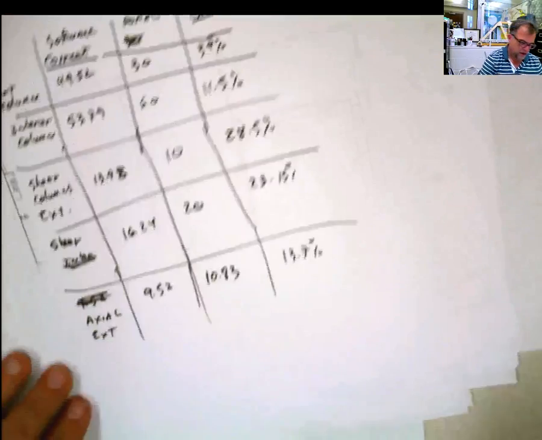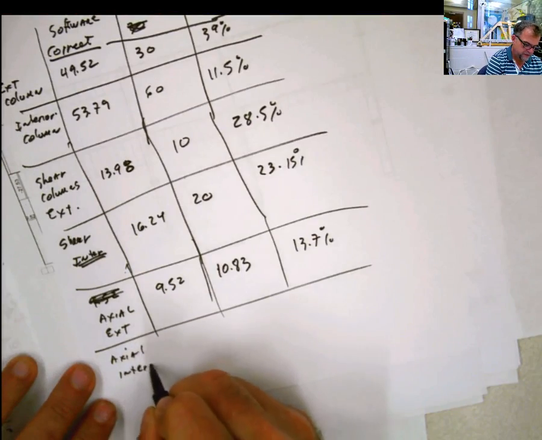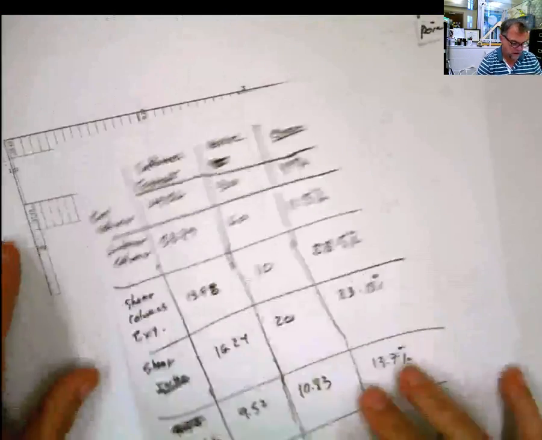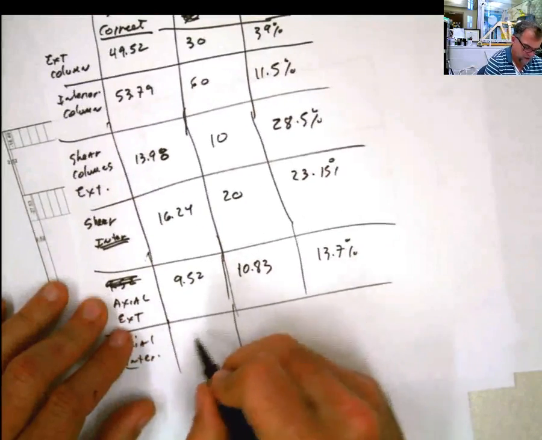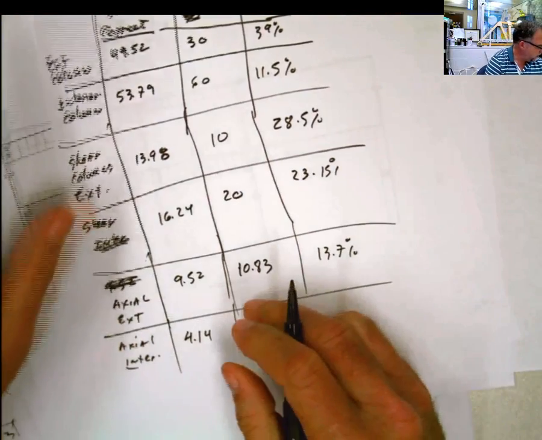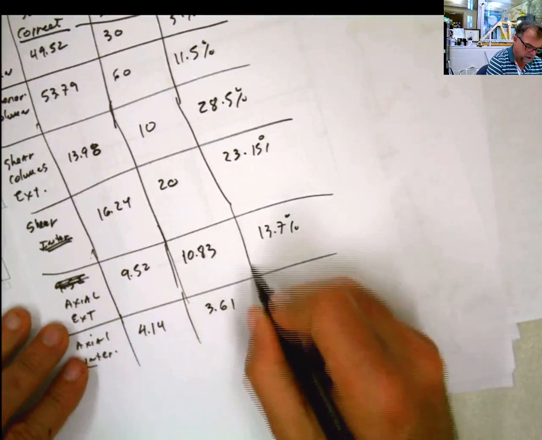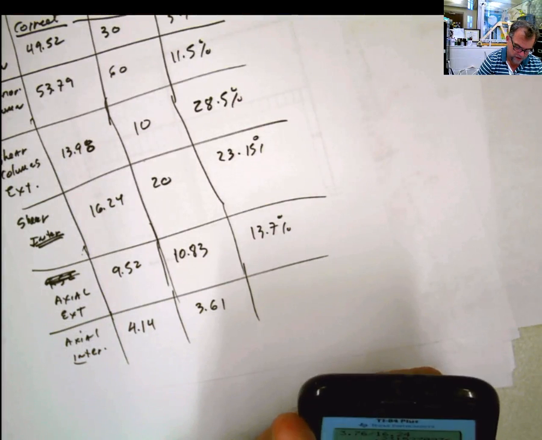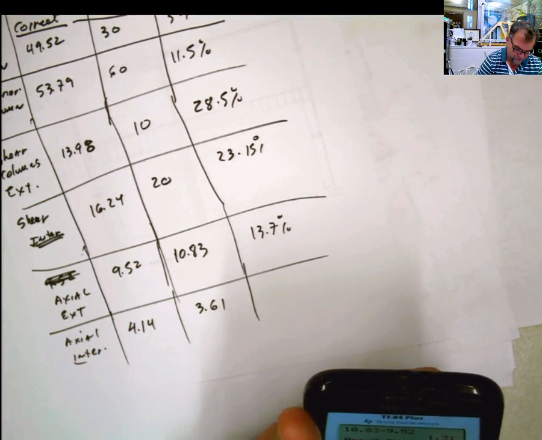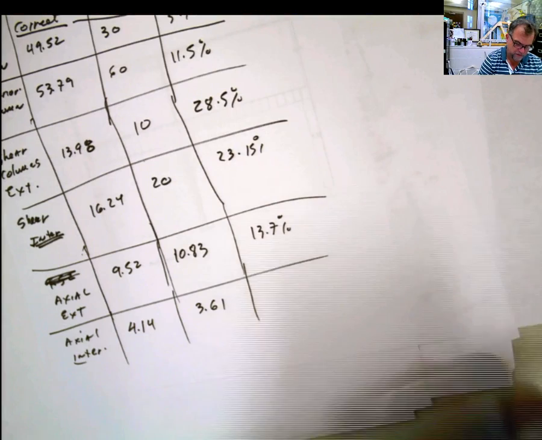And if we calculate the axial for internal, axial for internal is 4.14 in our case, the correct one, and in this other one the value that we got is 3.61. It will be 4.14 minus 3.61 divided by 4.14, which equals 12.8%.